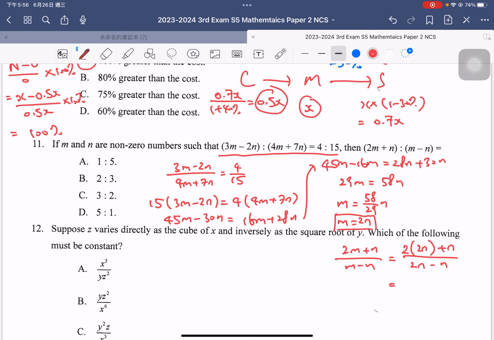So on the numerator, we have 4n plus n, giving you 5n. And divided by, on the denominator, 2n minus n, giving you just a single n. So this n and the n can be simplified, can be cancelled out. So now I have just equal to 5 to 1. So writing in ratio is just equal to 5 to 1. So the answer should be equal to D.